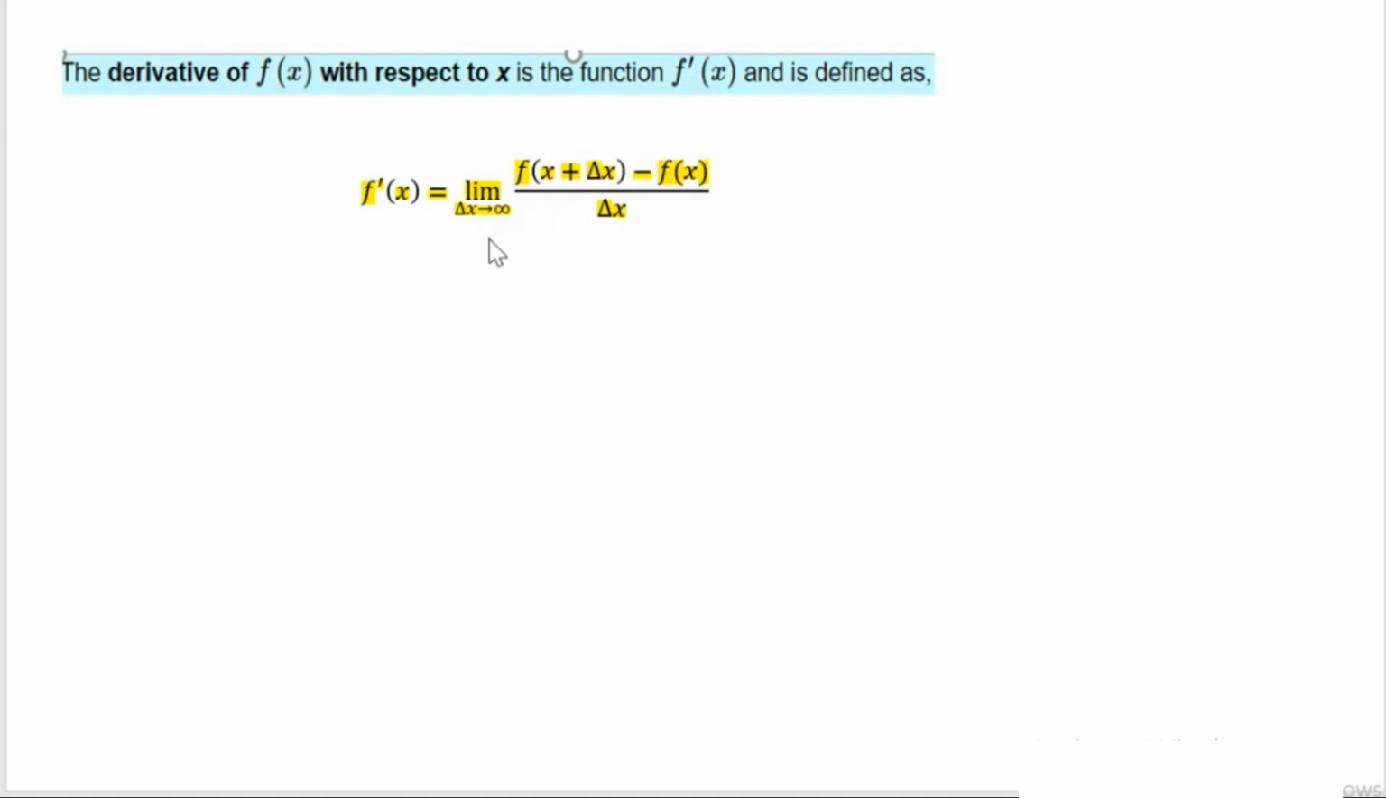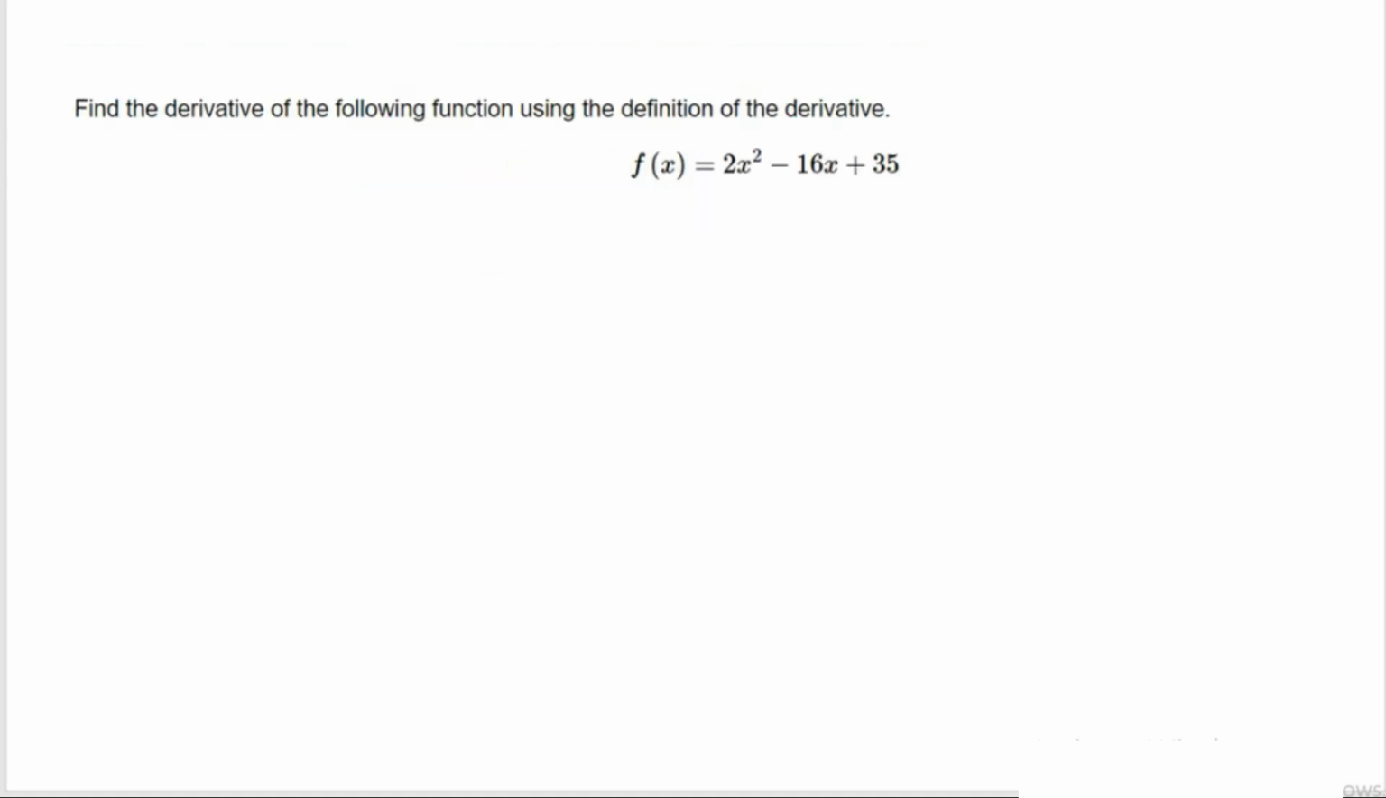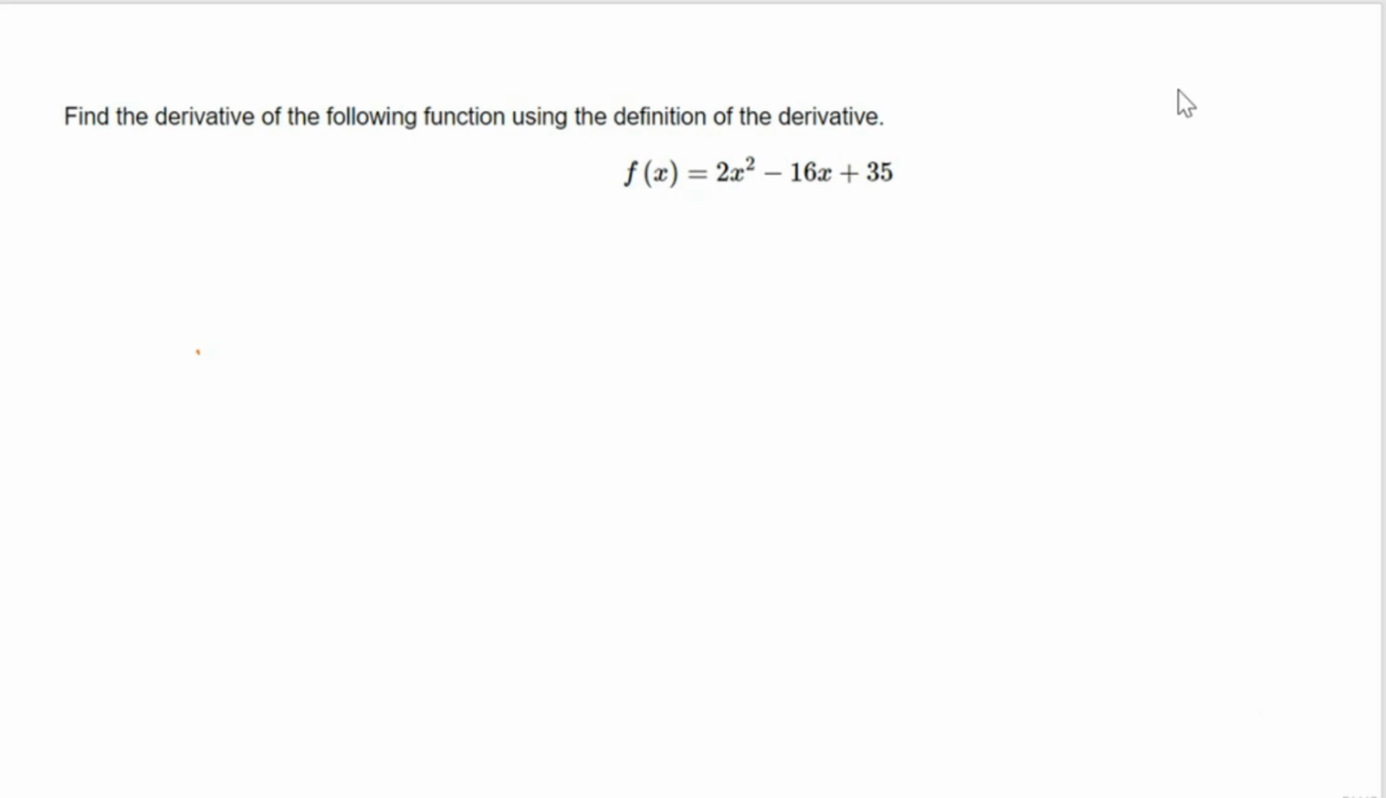That is similar to our last topic. So let's apply that definition. This is the definition of the derivative. Problem number one: find the derivative of the following function using the definition of the derivative. The given function is f of x equals 2x squared minus 16x plus 35.